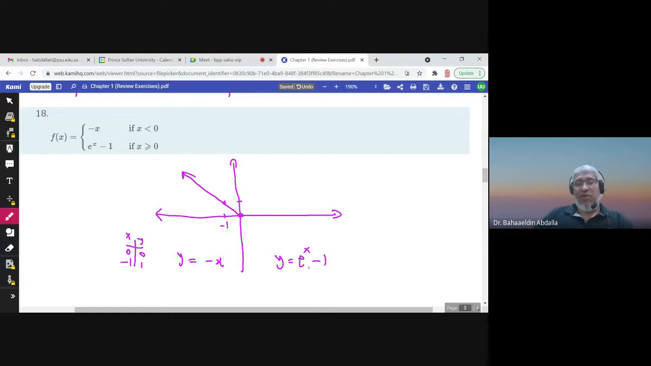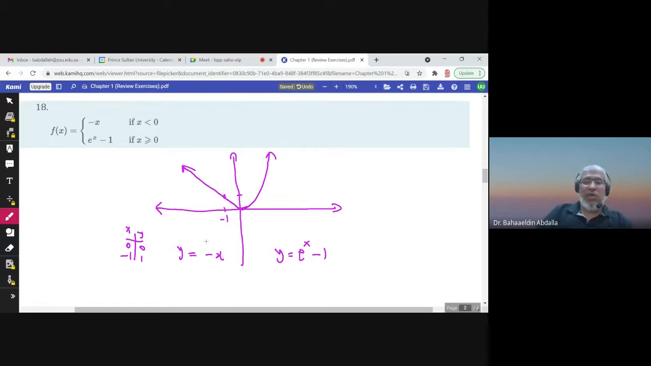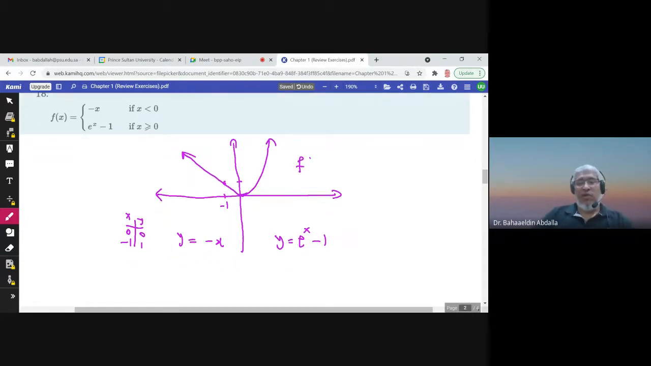Now to the right of 0, we sketch the graph of this function. This is the exponential function, and this is the graph of the exponential function. So to the right of 0, it will go like this. But if you take it 1 unit down, the graph of the exponential would be like this. Now the 0 is included here, and they both pass by this point. So it's a continuous graph, okay? At 0, it is 0. So this is the graph of the function f of x.